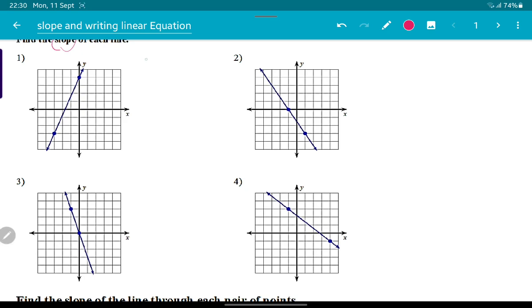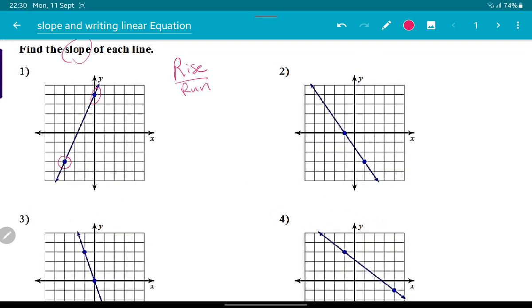The slope of the graph will be rise over run. When you pick any 2 points on the graph, the difference in x: 1, 2, 3. So we moved 3 units to the right. Then 1, 2, 3, 4, 5, 6, 7. We have 7 units up. The rise is 7 and run is 3. Since this graph is going up to the right, it's positive. That's why it's positive.